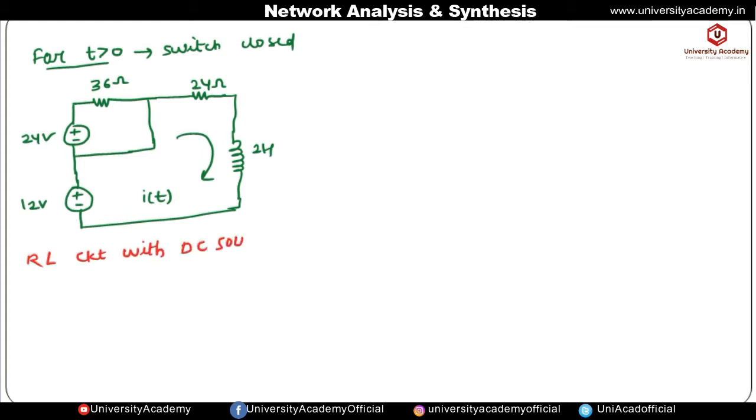So we can use the equation which I have told you: the current i of t flowing through the inductor will be given by i of infinity plus i of 0 positive minus i of infinity, into e to the power minus t by tau. I of 0 positive we have already calculated. Next we have to calculate i of infinity, that is, the current flowing through the inductor under the steady state condition.